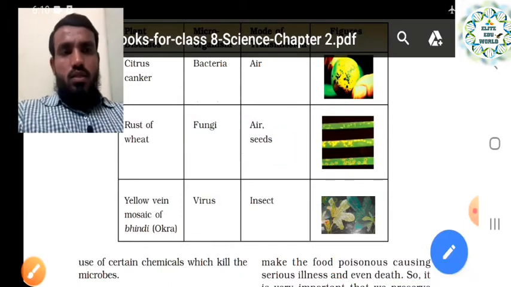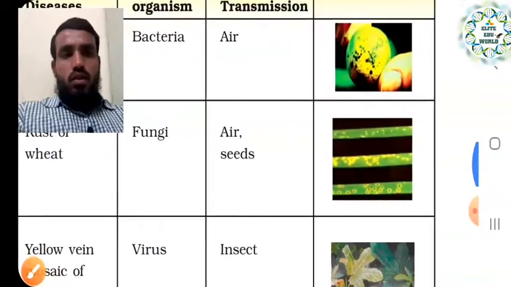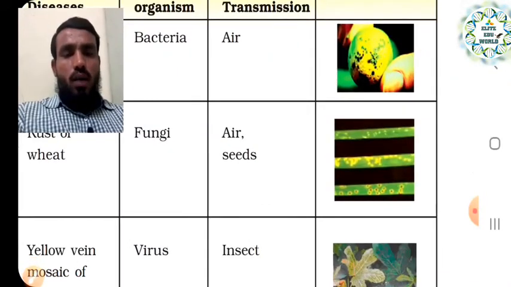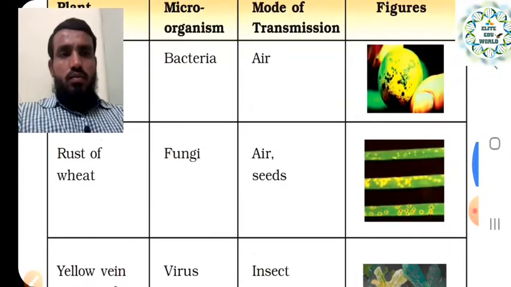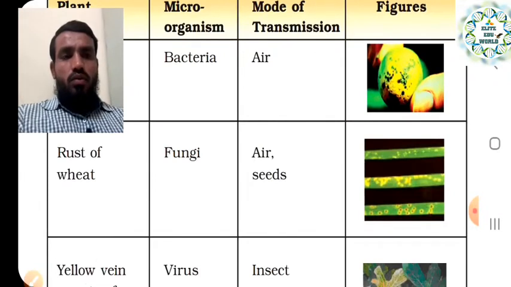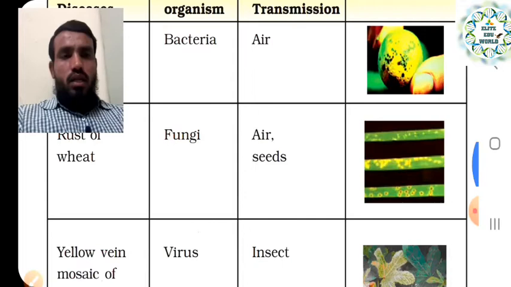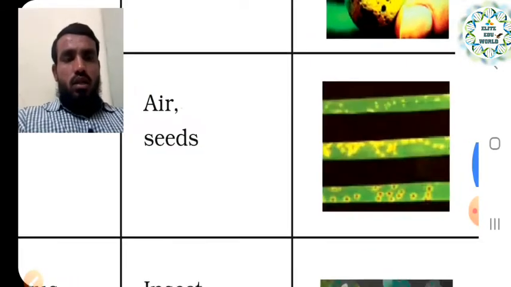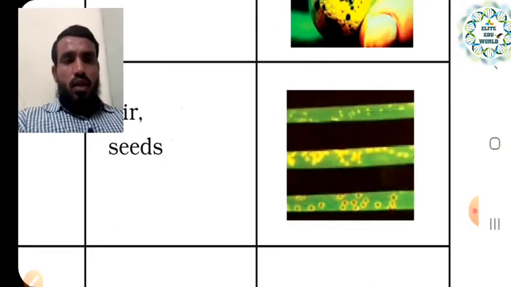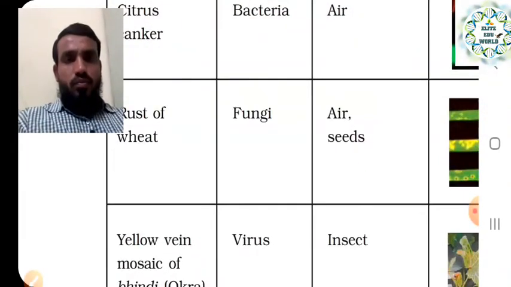And lastly, it gives a picture of how the disease happens in the wheat plant. So this is the outer covering of the wheat barley, and it has the disease on it, and it looks like rust. That is why it is called rust of wheat. That is why it shows a texture like rust on the wheat.